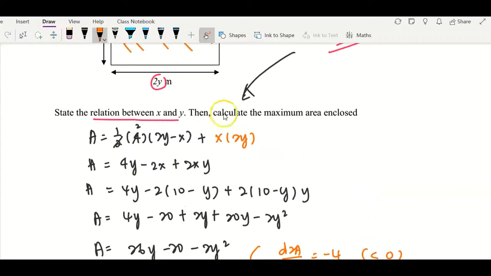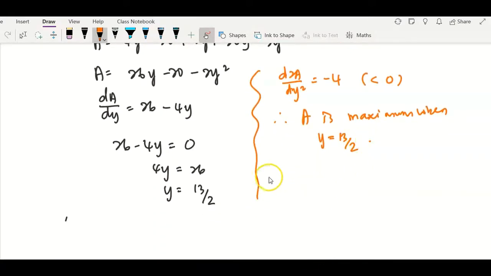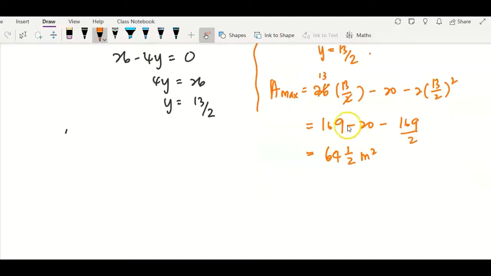Again, refer back to the question. We need to calculate the maximum area, not the value of y. So what is the A maximum? We need to find out the expression of A, which is over here, 26y plus 20 minus 2y squared. Substitute y in, that is 13 over 2. With the assistance of a calculator, you might get the value. Simplify, you get 64 1/2 meters squared. This is the maximum area.